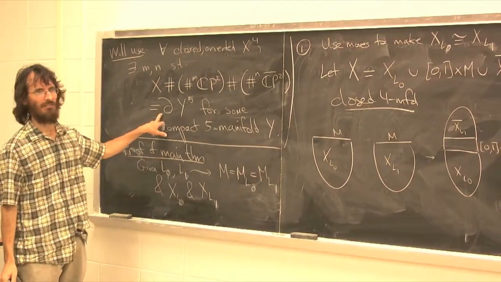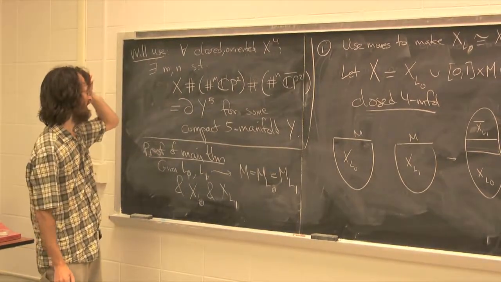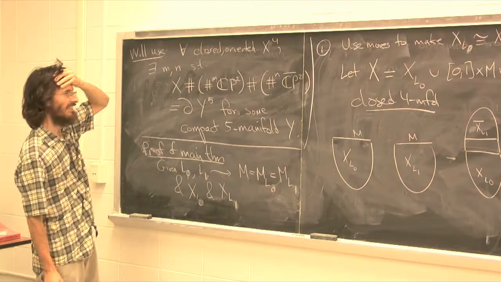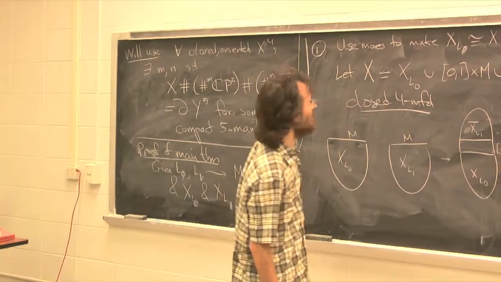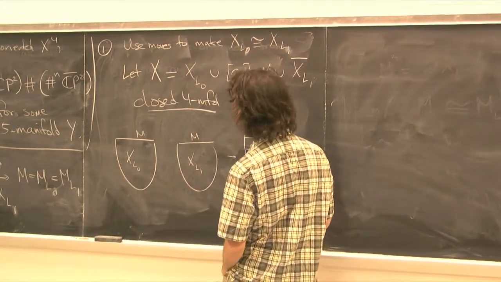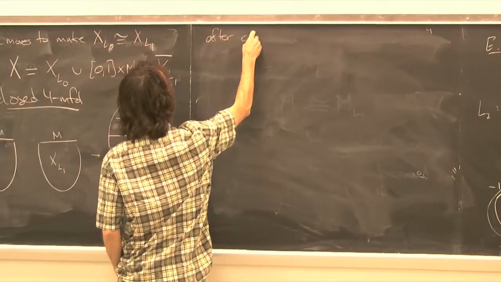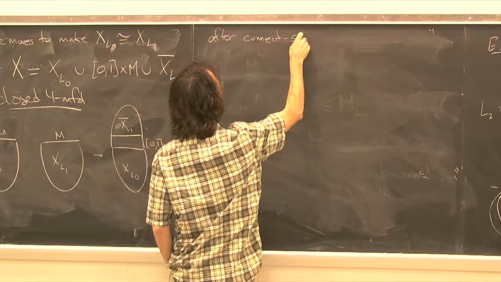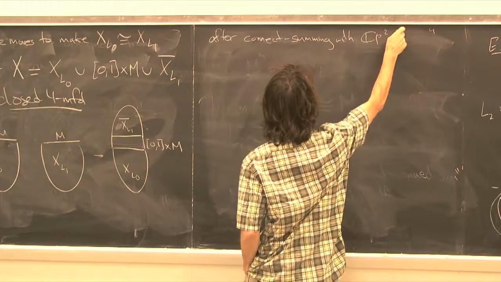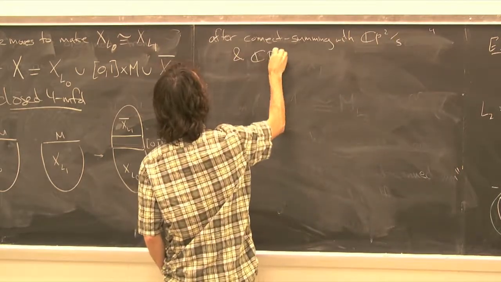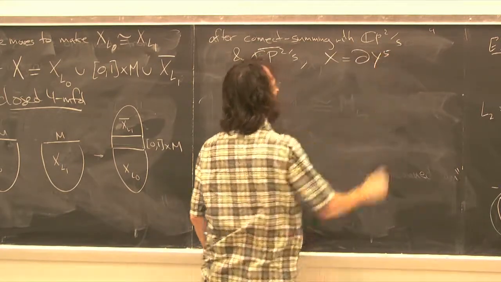We don't know that it bounds a 5-manifold yet, so we're going to have to modify it to make it bound a 5-manifold. But we can modify. Well, we know that after connect summing with CP2s and CP2 bars, X will satisfy the boundary requirement.